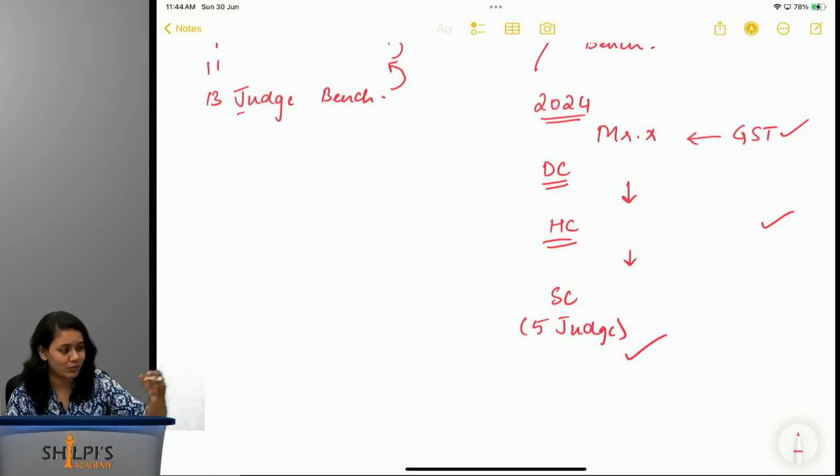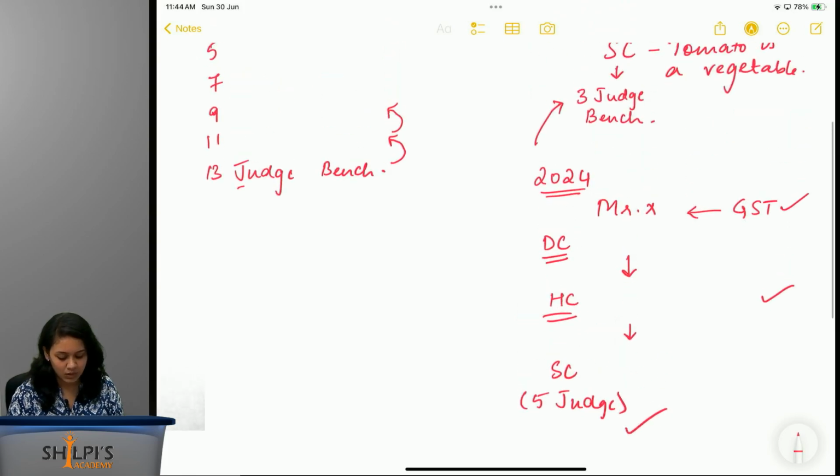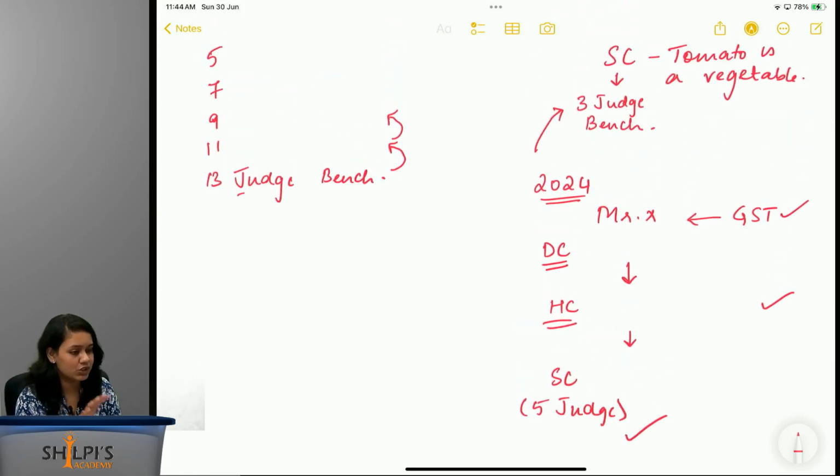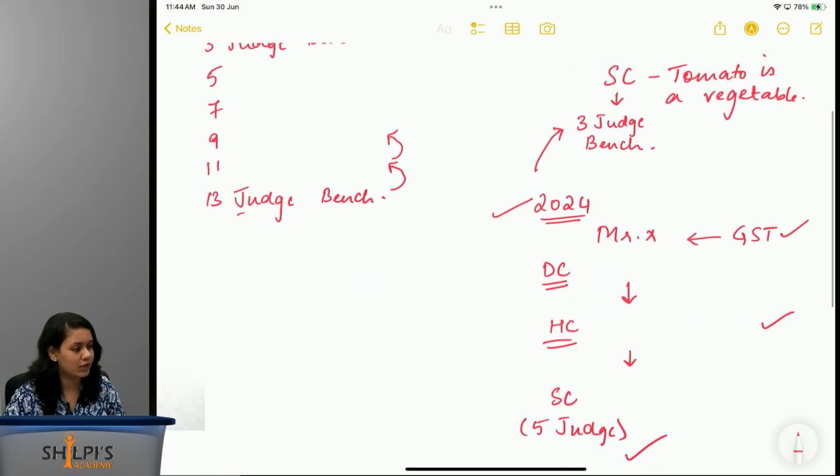Every other court was bound by the decision of the Supreme Court. But in the Supreme Court itself, a lower judge bench is not bound by the decision of a higher judge bench. So in this case, the Supreme Court can come out and pass a new decision stating that, no, this particular thing is not a vegetable and does not attract tax. They can change it entirely. Now, which decision will the courts follow? Will they follow the 2018 judgment or the 2024 judgment? They will follow the 2024 judgment, the latest decisions.